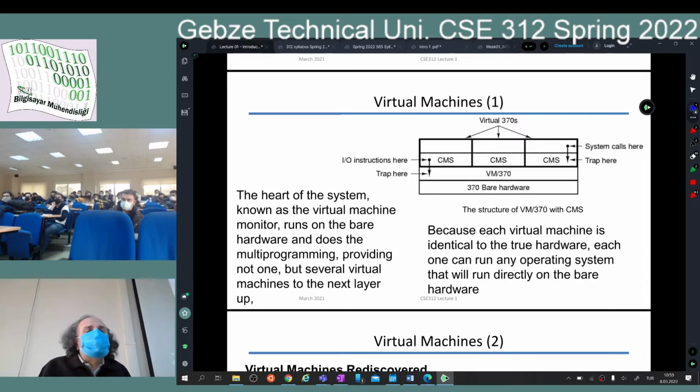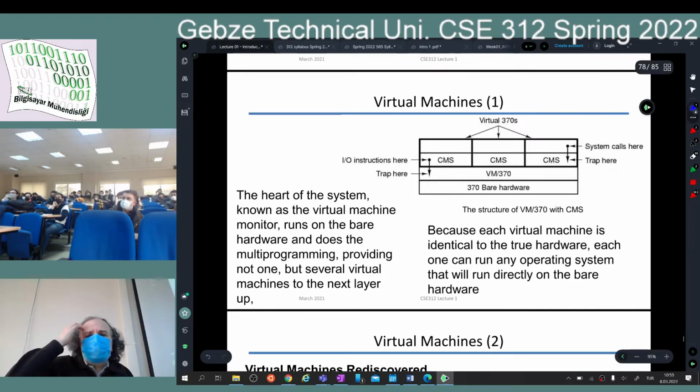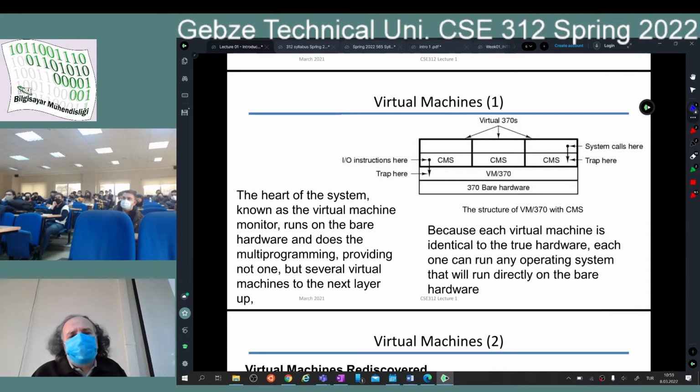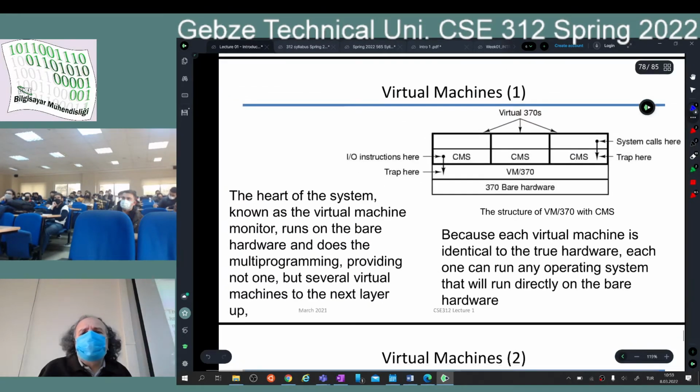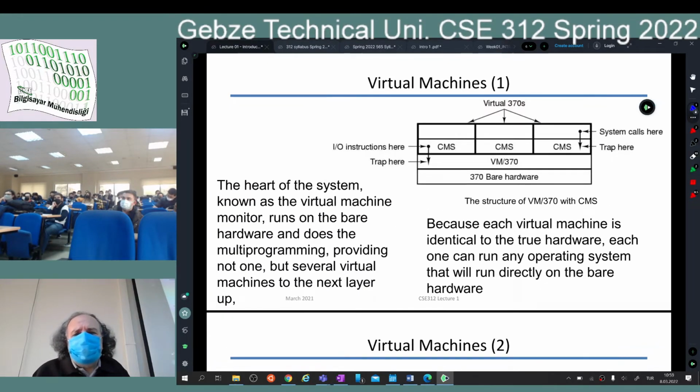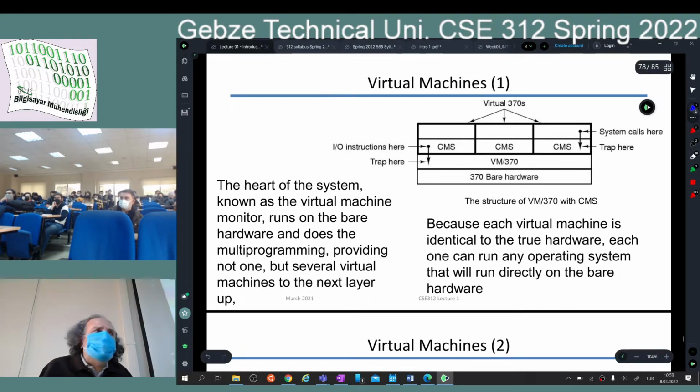Another structuring mechanism comes from virtual machines. Virtual machines are very interesting, and people realized this in the 1960s, and we have been using virtual machines a lot. IBM initiated this model in the 1960s, as I said before. Let's say I have this 370 bare hardware. This is the 370 machine. This is our hardware.